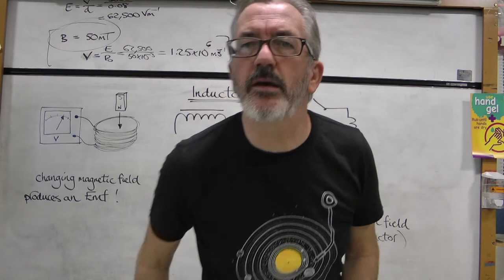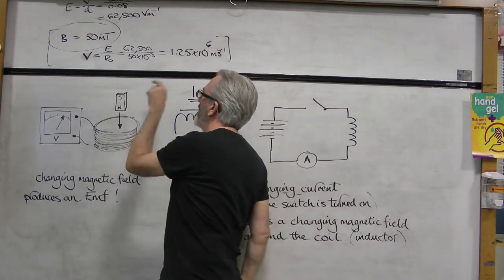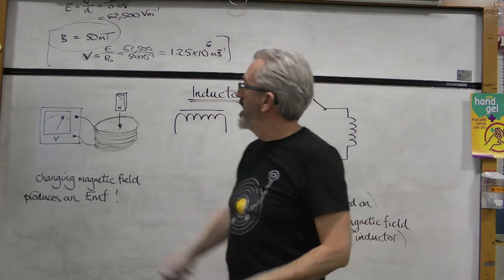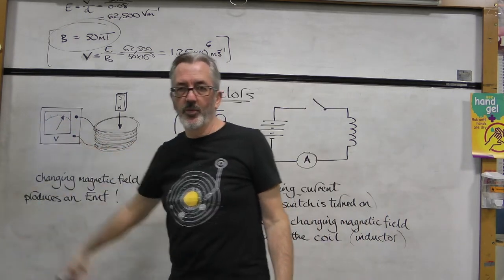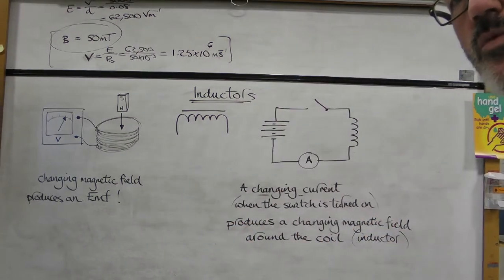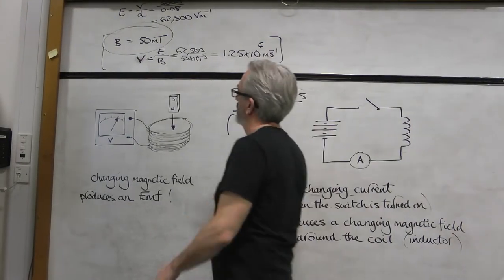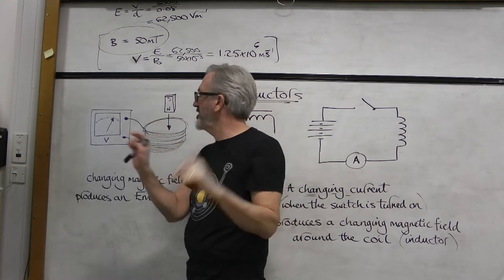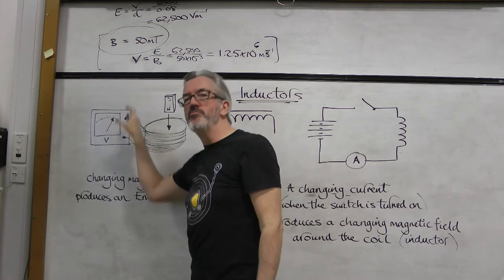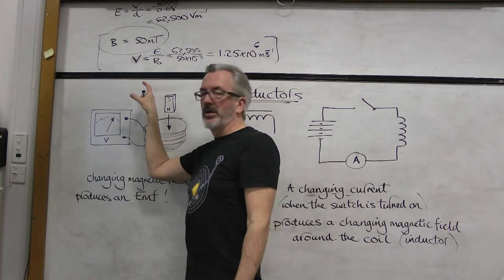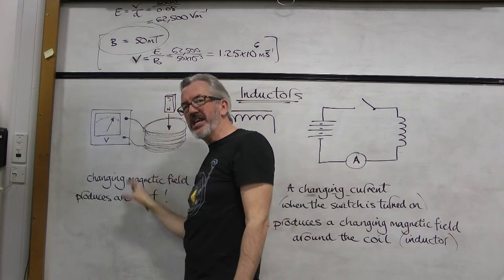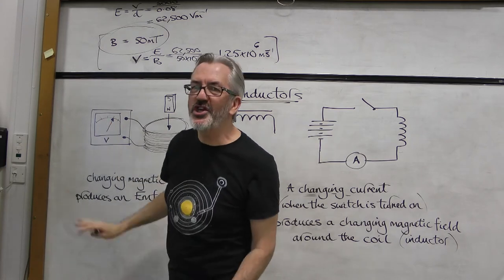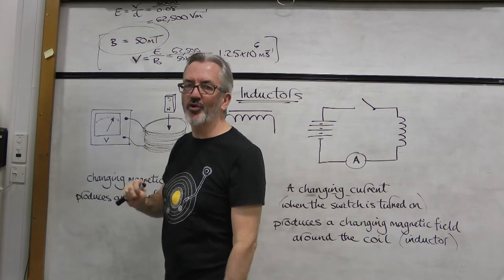You see that? Okay. When you move a magnet in a coil of wire, it produces a voltage. If you just place the magnet in the field and you leave it stationary, you get nothing. But if you move a magnet in a coil of wire, the changing magnetic field produces a changing voltage, or a changing EMF, we should say, electromotive force.